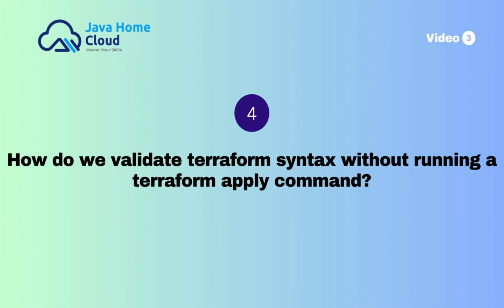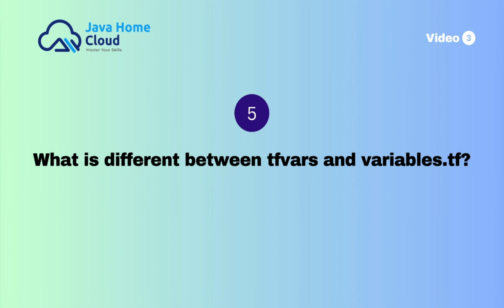Question number 4. How do we validate Terraform syntax without running the Terraform apply command? Let's say there are syntactical errors in the code. We want to catch them without running Terraform apply. What is the command? The command is Terraform validate. Let's run Terraform validate and see. Yeah, it is a success. There are no validation issues in the code.